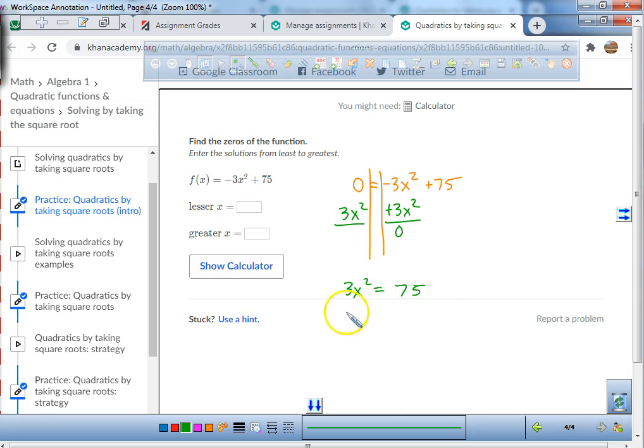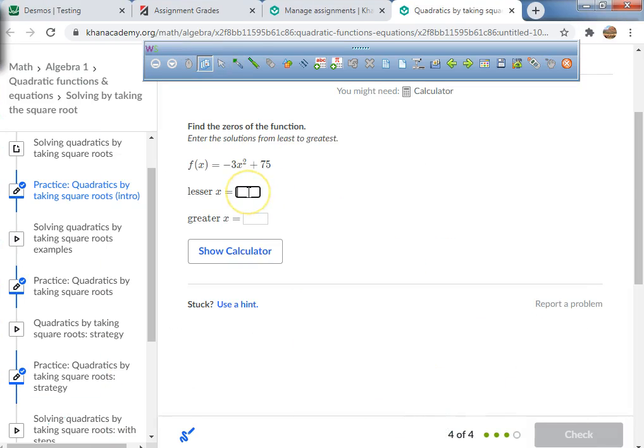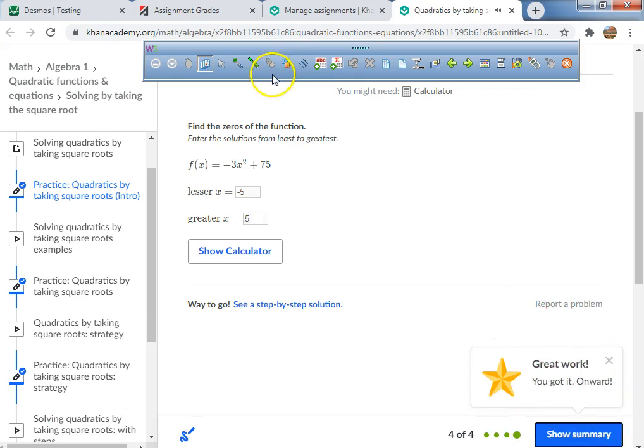Makes me happy. Then we're going to divide both sides by 3. And we get x squared equals 25. Then we take the square root of both sides. And x equals plus or minus 5. So I'm going to put a negative 5 and a positive 5. I'm going to call it a day for this one. But we got more to do. Negative 5, positive 5. Nailed it. Okay, so we're done with that.